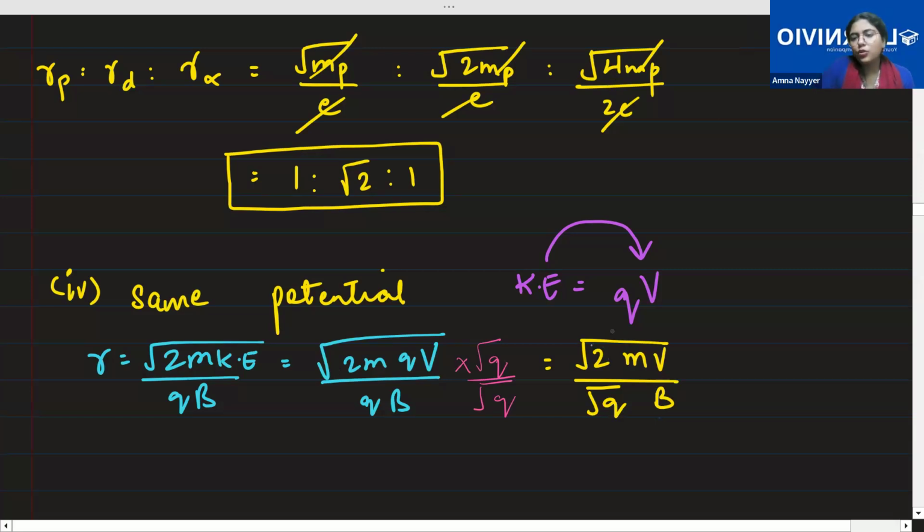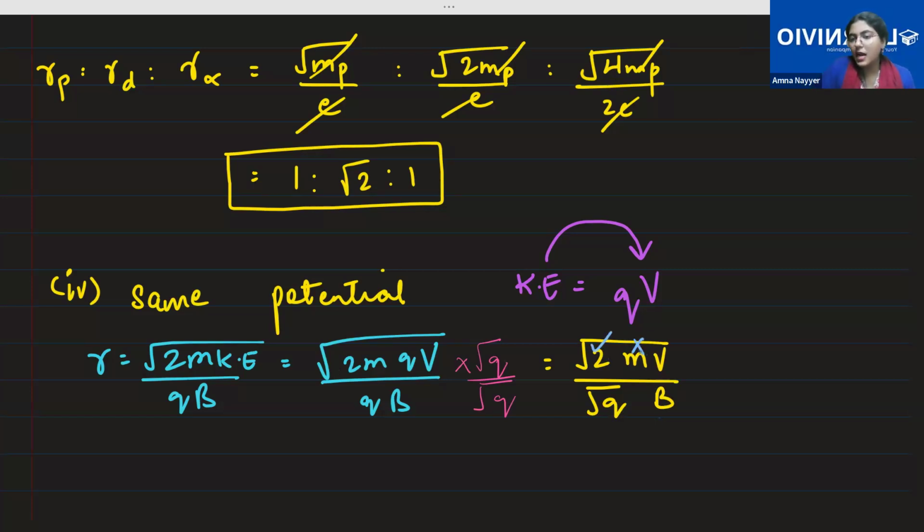Now see, root 2 is a constant, this will go off. Mass is a variable. Potential is the same because the question stated so. Charge is variable, magnetic field is constant. So this time the radius is directly proportional to the root of mass by charge. In the previous part, it was also proportional to the root of mass by charge.